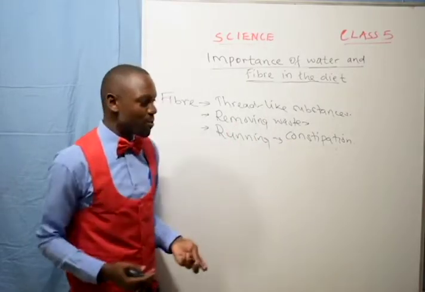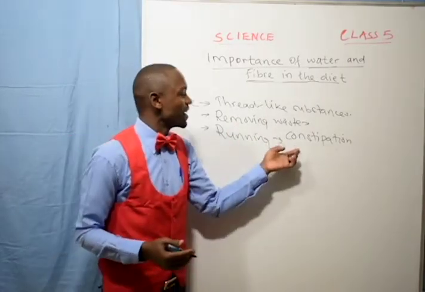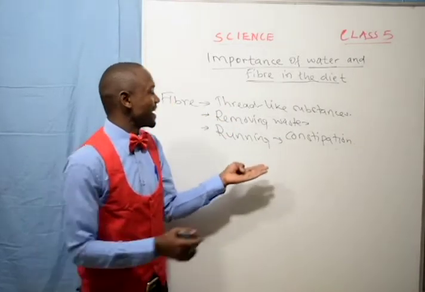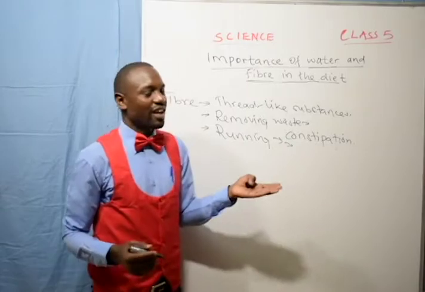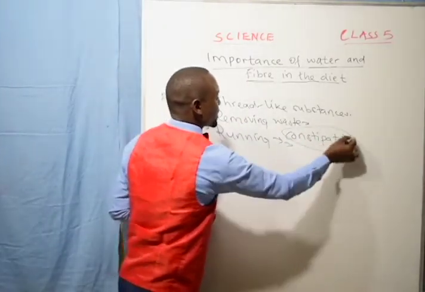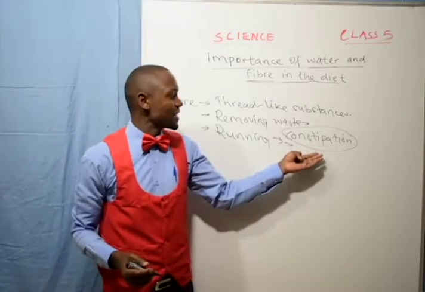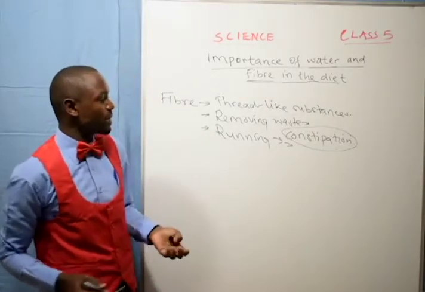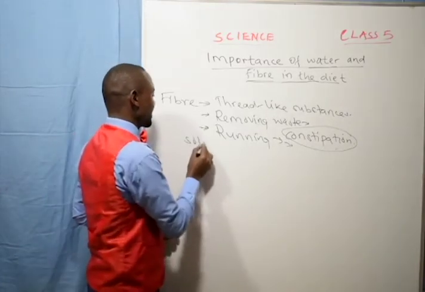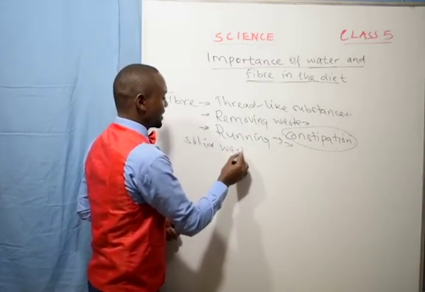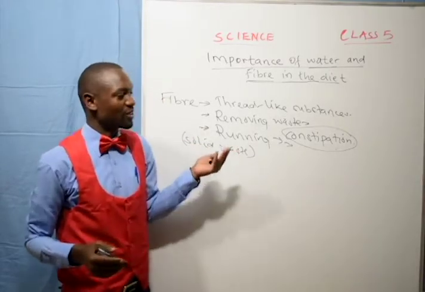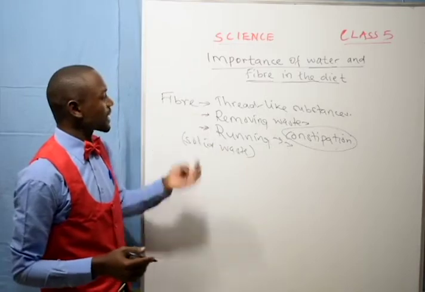Your bowels are full, but once you go to the toilet, you don't feel like you are releasing anything. Sometimes you can just have diarrhea. In that situation, you say you have constipation. So fiber will help to prevent constipation. That is why sometimes when you go to the washrooms, you just release solid waste very easily without problems. So that is the importance of fiber.